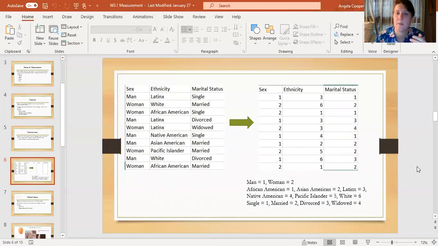So man is represented by 1 here, woman is 2, African American is 1, Asian American is 2, Latinx is 3, et cetera, et cetera.